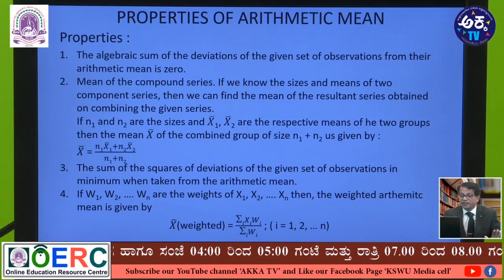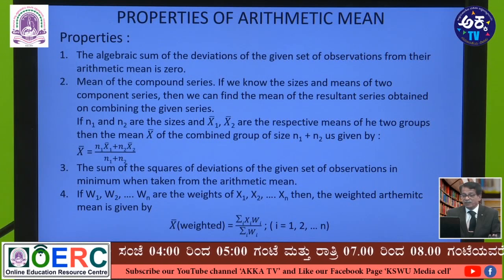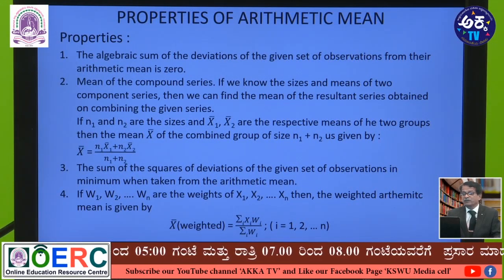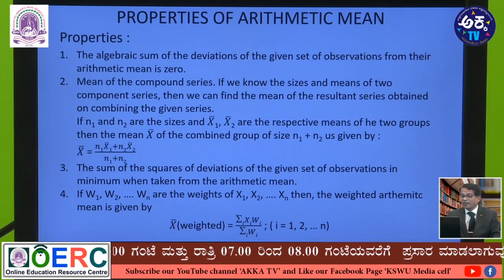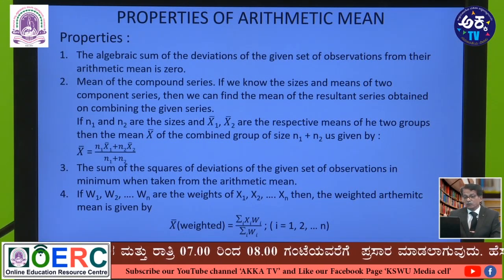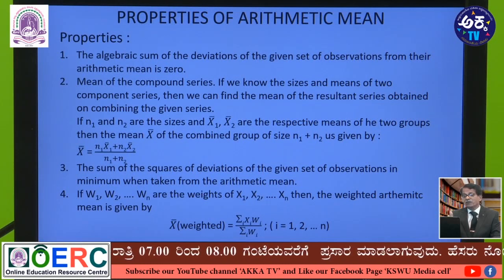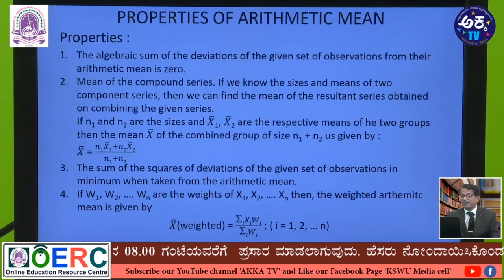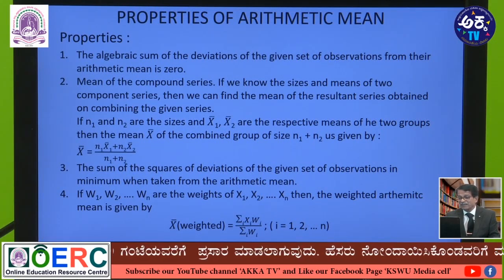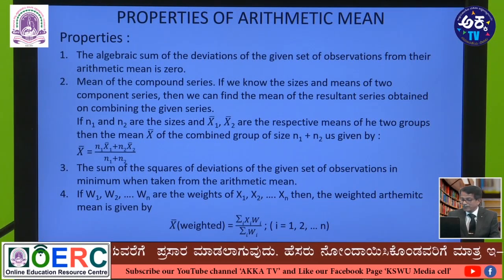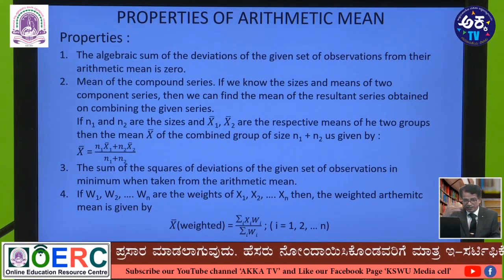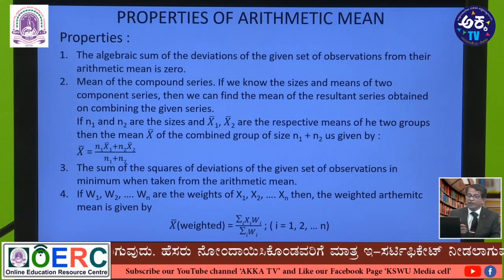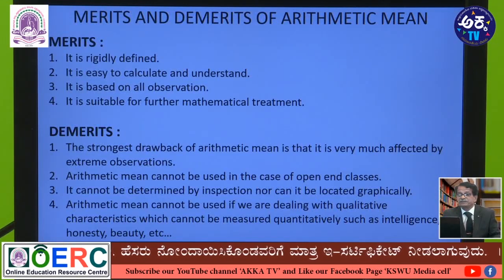Then the fourth property is, if W1, W2, W3 are the weights of x1, x2, xn, where x1, x2, xn are values of the variable, and W1, W2, and so on up to Wn are the respective weights, then the weighted arithmetic mean will be given by x bar weighted is equal to summation xi wi divided by summation wi. This is very useful in cases where the weights of values of the variable vary.